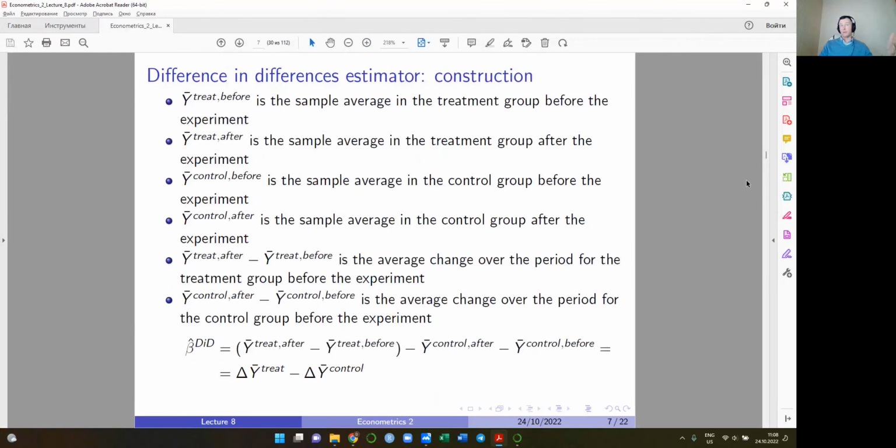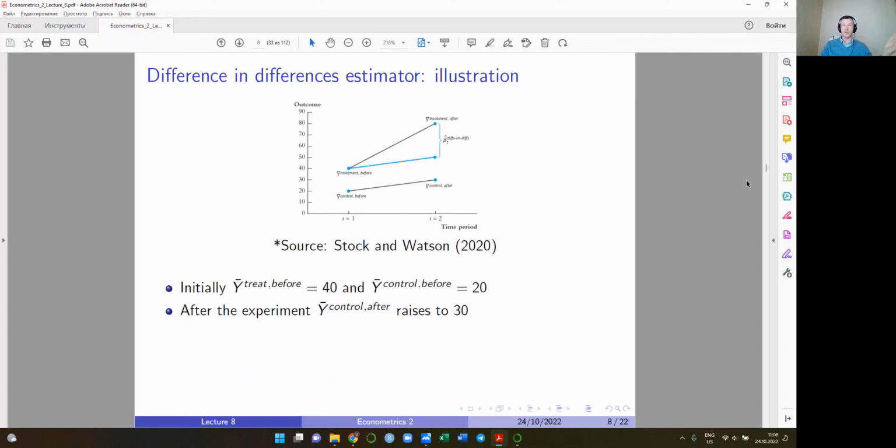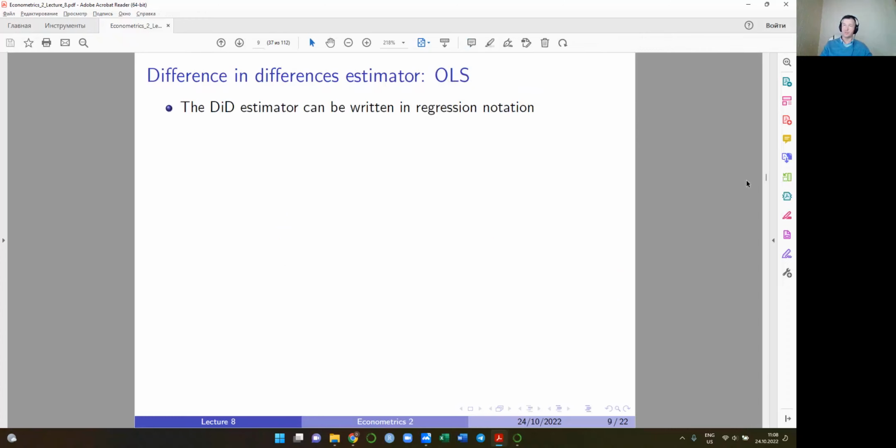You can look at this and tell me, well, for sample averages, some differences. Maybe knowing the OLS, it is not very optimal to do these things. I would agree, and therefore, in many cases, people do the same with the help of OLS. So we can write the difference in differences estimator with the help of OLS regression.